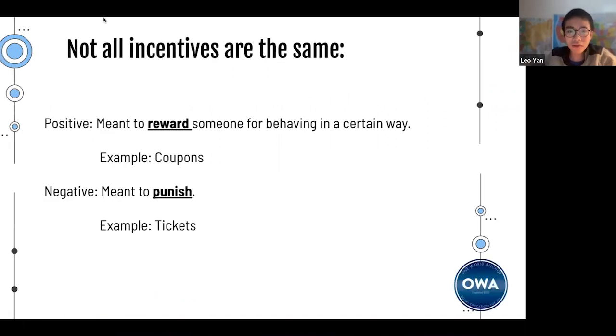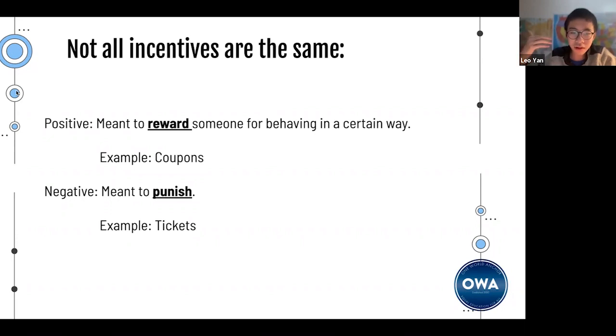So not all incentives are the same. There are actually two types of incentives. The first one is positive and negative. So what's the difference between a positive incentive and a negative incentive? A positive incentive is something that's meant to reward someone for behaving in a certain way.